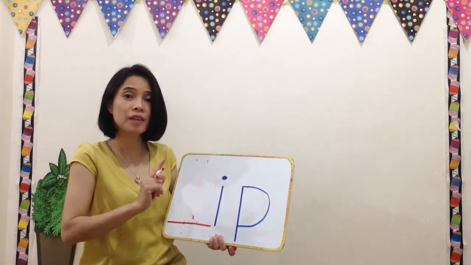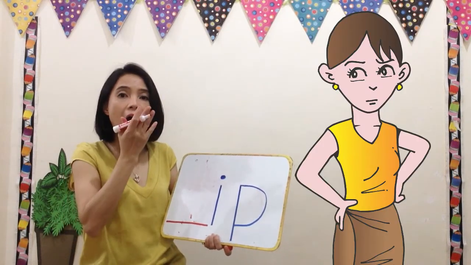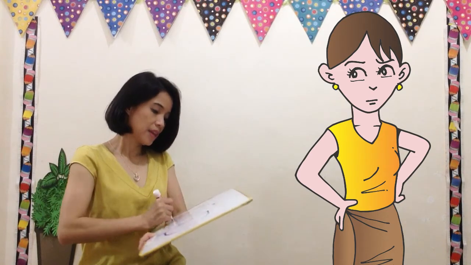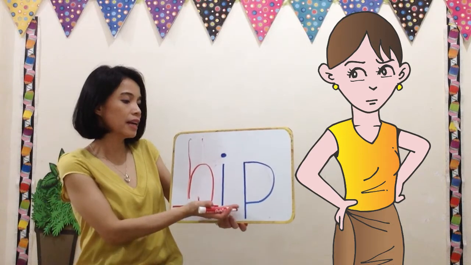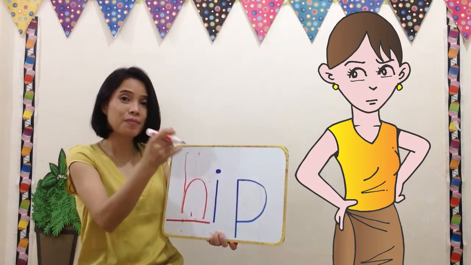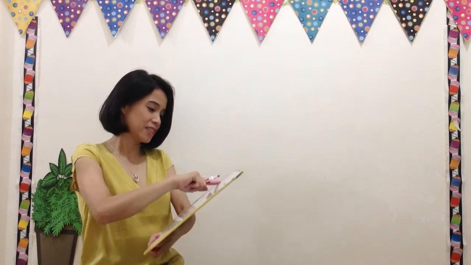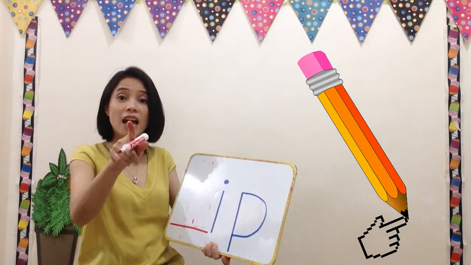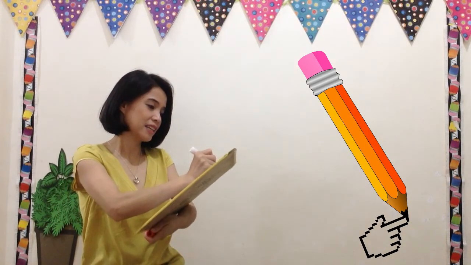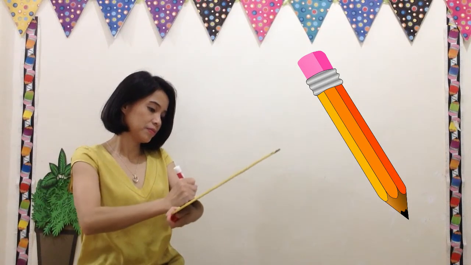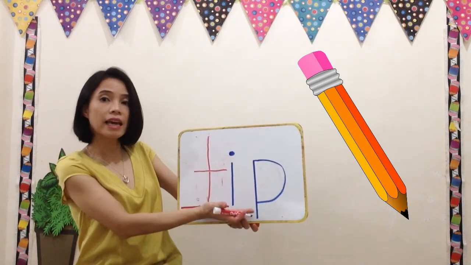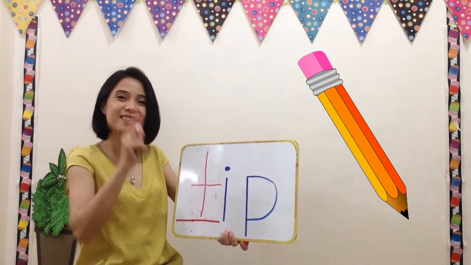Next one is hip. Letter H. Let's blend the sounds. H, ip, hip. What's next word? It's tip. Tip. T. T. Let's blend the sounds. T, ip. T, ip. Tip.